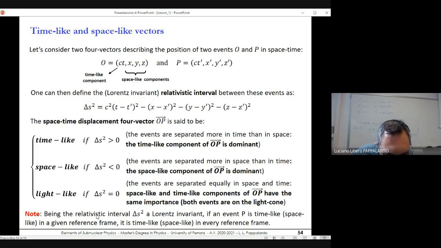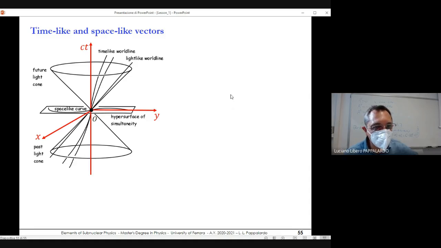Okay, so being a relativistic invariant, being the relativistic interval a Lorentz invariant, if an event P is time-like or space-like in a given reference, it will be time-like or space-like in any reference frame. So let's visualize this even better in the light cone. Okay, so this is the time direction. These are the two spatial directions, and this is the light cone.